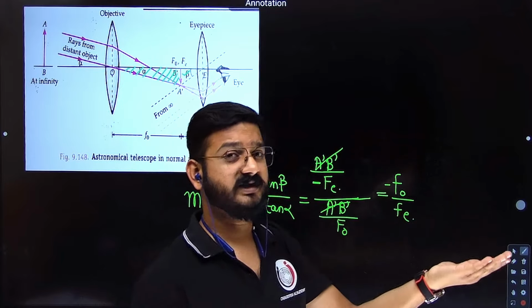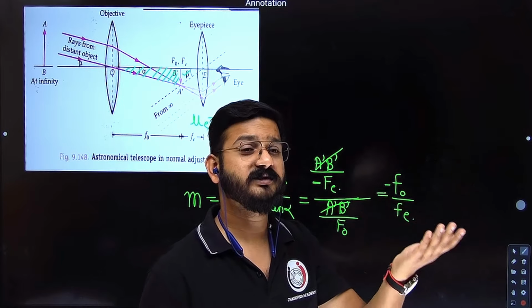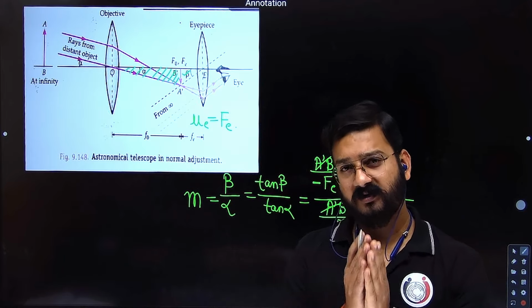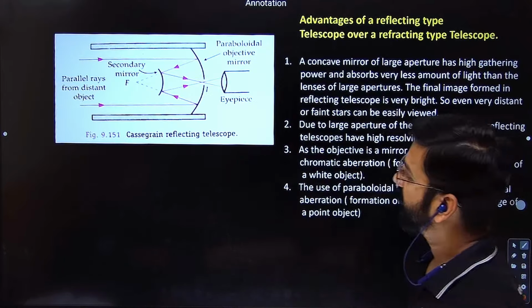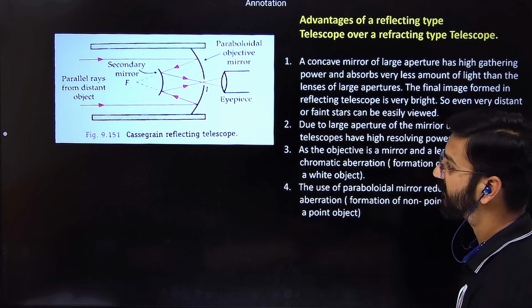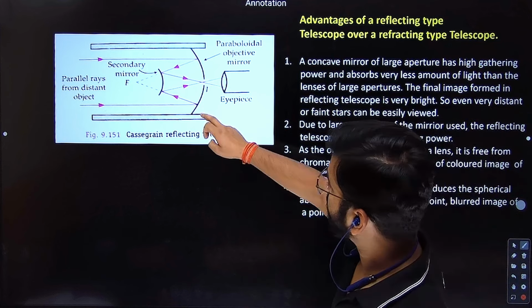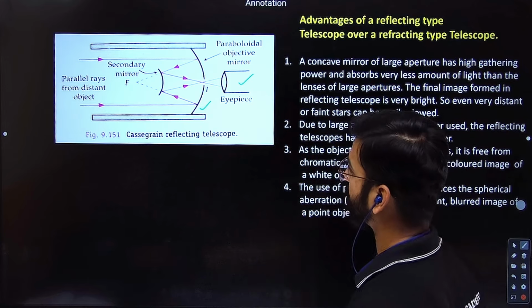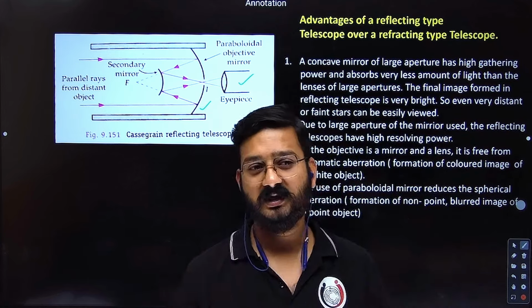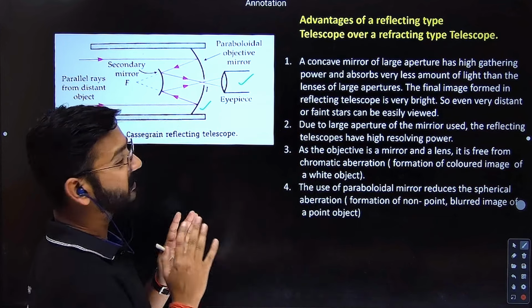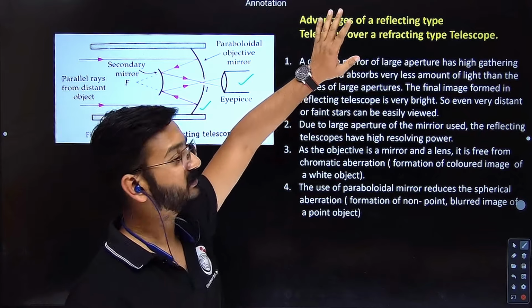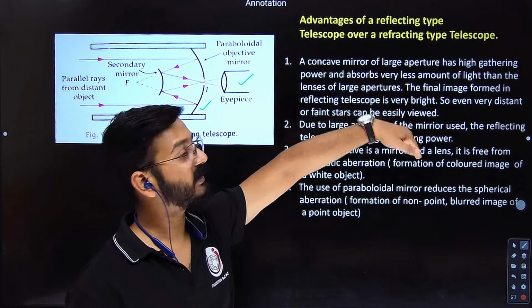In the previous case of astronomical telescope, we modified the expression by using lens formula. So let's move to the last slide, which is basically your reflecting telescope. Okay, students, as you can see the structure of the reflecting telescope, this is the objective mirror and this one is the eyepiece. Okay, derivation is not in your syllabus. Derivation for the reflecting telescope is not in your syllabus. You should just know the structure and you need to know what is the advantage of reflecting telescope over refracting.